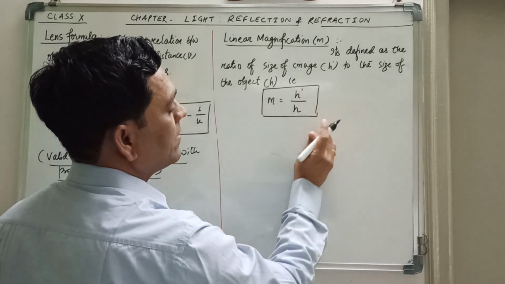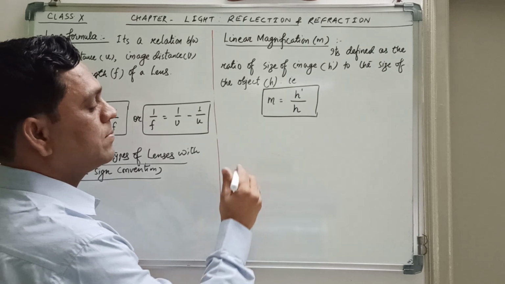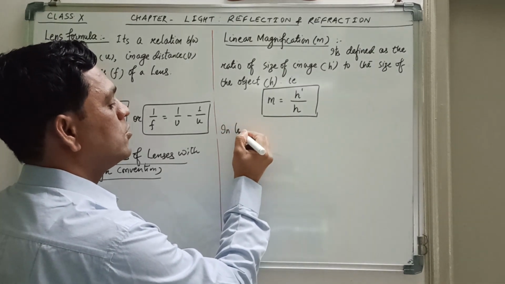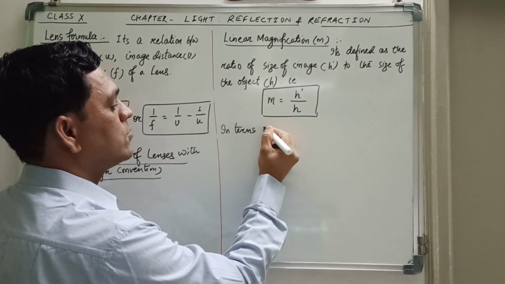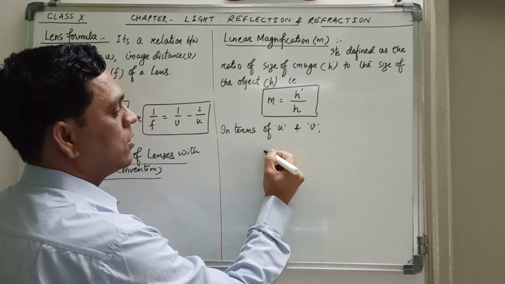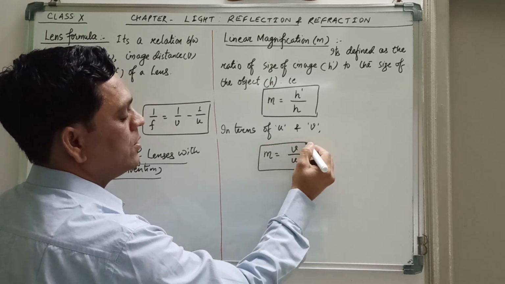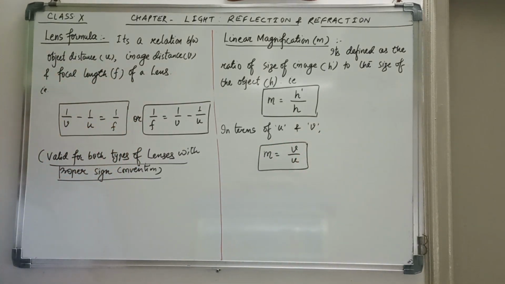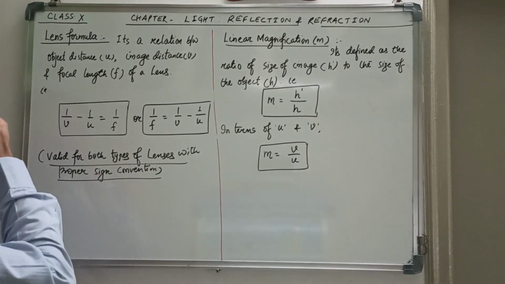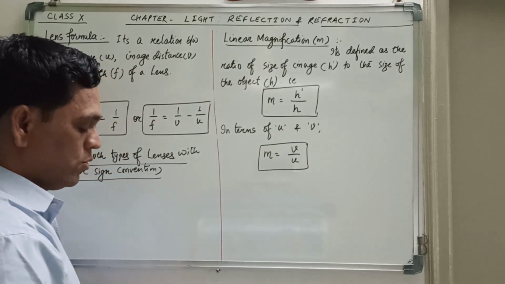The same formula we have written in case of mirrors also. But suppose you want to write the formula in terms of u and v, then the formula becomes m is equal to v upon u. So you do remember the formula here. The lens formula is this, and the linear magnification will be m is equal to v upon u.